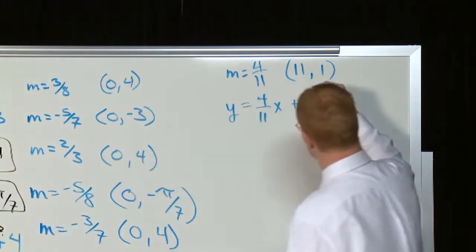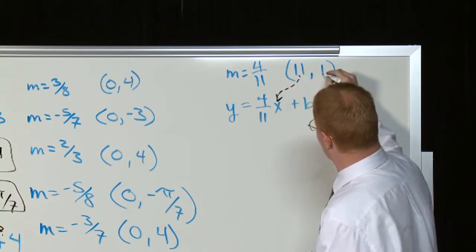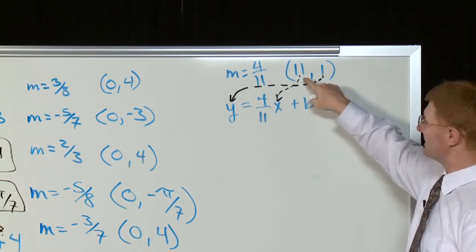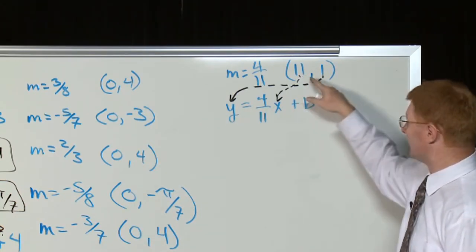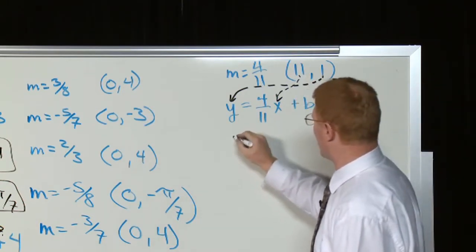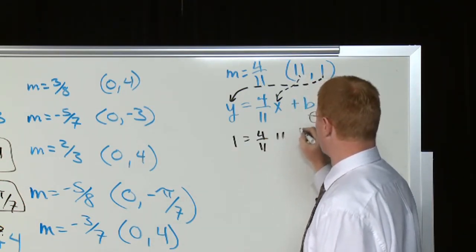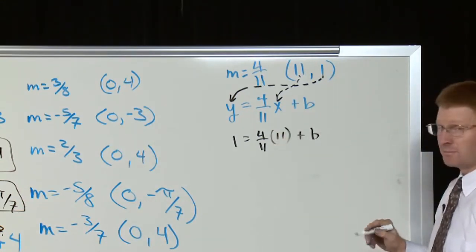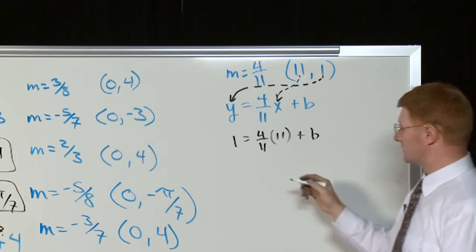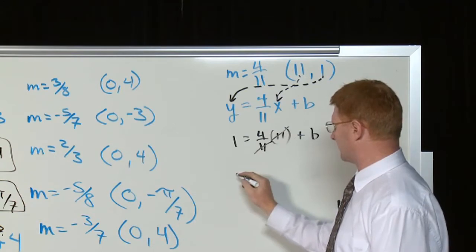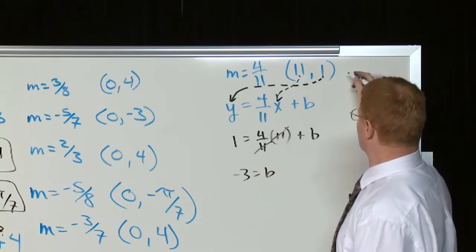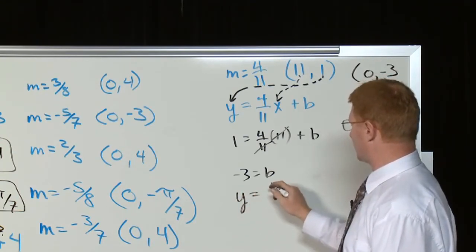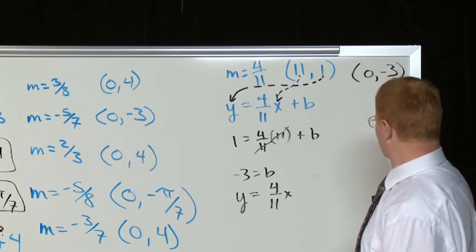We know that 11 going in right there and 1 going in right there have to make this thing true. That's what it means to have that point on this line. It makes it true. So 1 equals 4/11 times 11 plus b has to be true. So that's how we can find out what the y-intercept is. So in this case, subtract 4 and we get -3 equals b. So that means it actually goes through the point (0, -3), and you're like, oh, now I can write it really easily. Y equals 4/11 x, and there's my y-intercept.